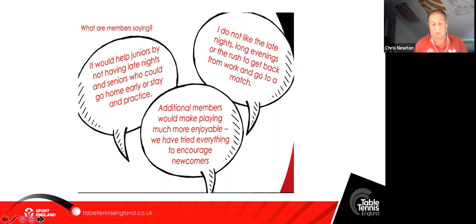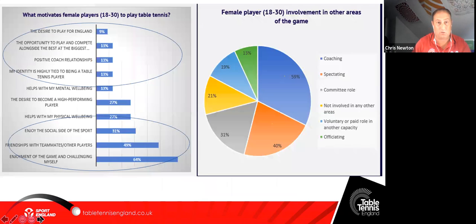Okay, Chris, next slide. Just two more bits of research here. I haven't shared this publicly with anybody yet, but this is a survey we've just had done for us, which is related to the drop-off in females between 18 and 30. Again, if you think back to that graph, there's a huge drop-off post-16. And just some interesting food for thought here.